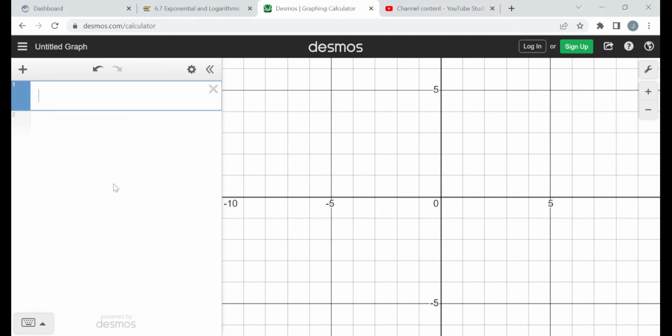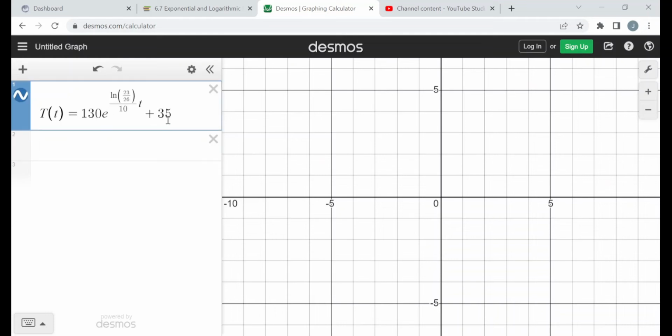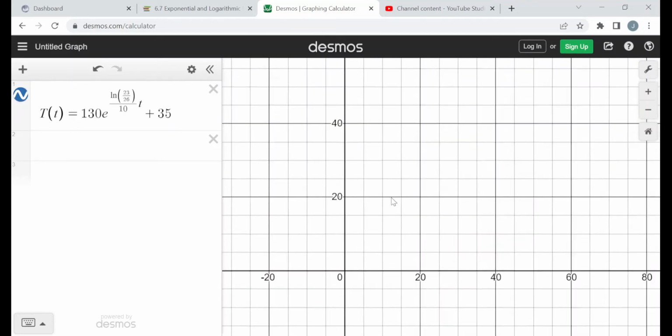So again, capital T of t equals 130 times e to the natural log of 23/26 divided by 10 times t power, and then plus 35, right? Okay, I gotta get rid of that subscript here. Just delete. Okay. And zoom out a bit to be able to see this thing.